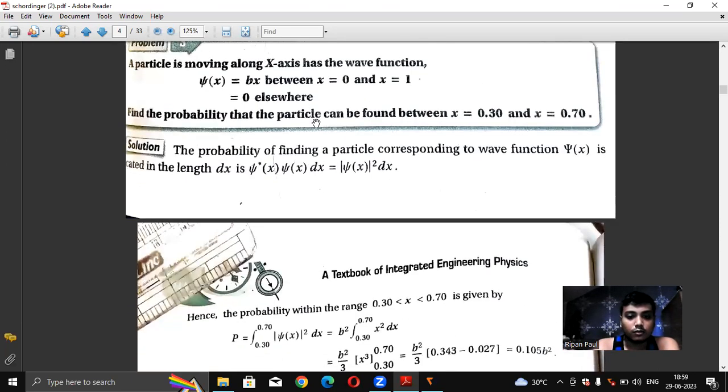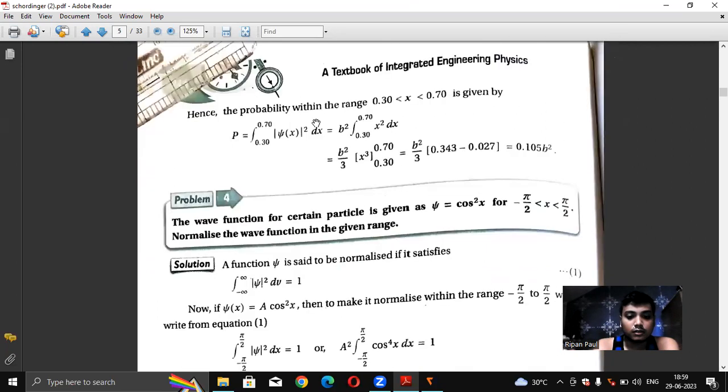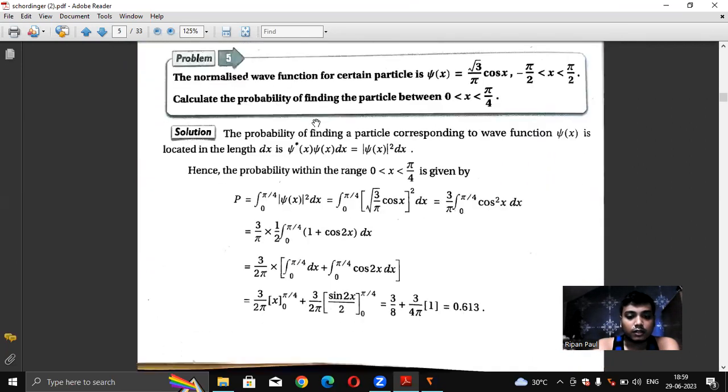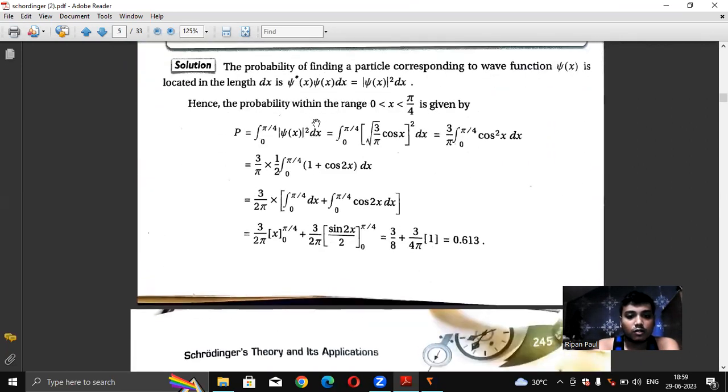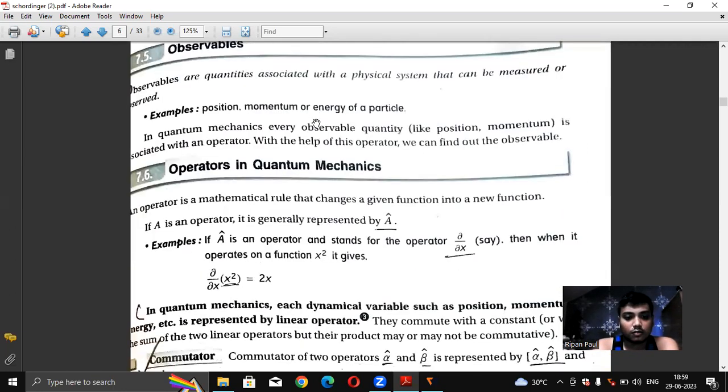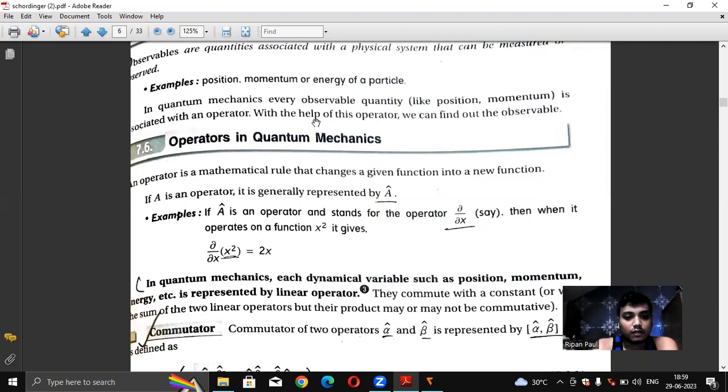Now I'm moving to one interesting fact. These are the various numericals given, all of the same kind. The same normalization form is given and you need to find the normalized wave function. Now one interesting thing is given: the operators in quantum mechanics. What are operators in quantum mechanics? This is one new thing you may find.